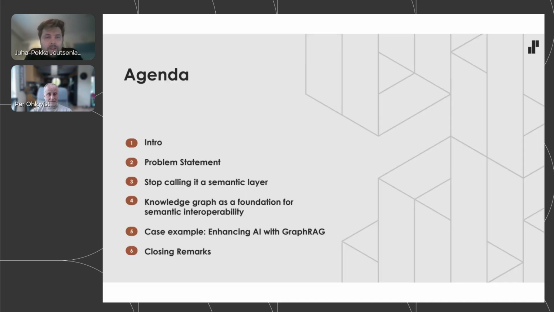So first, quickly on the agenda, first a bit of an intro. What is Solita? Who are we here talking with you? Then we will walk a bit about the problem statement in this kind of semantics overall. Then there's this a bit provocative comment on why we should stop calling it the semantic layer. Then we walk through a bit about the knowledge graphs, and then how we can enhance AI with knowledge graph to a graph RAG, and then we have some closing remarks, and finally some time for the Q&A.